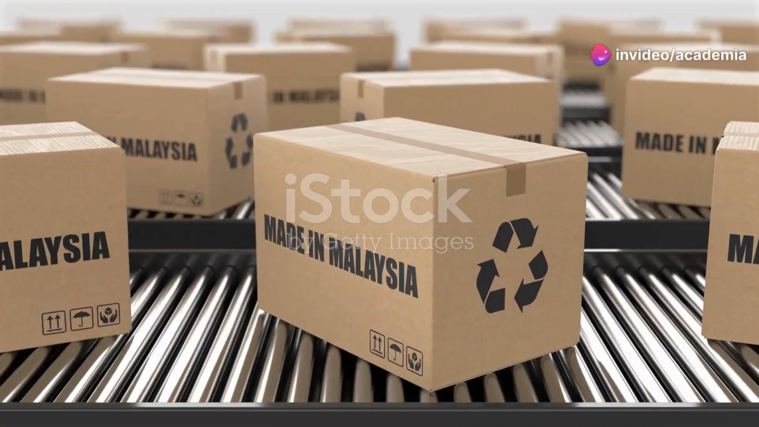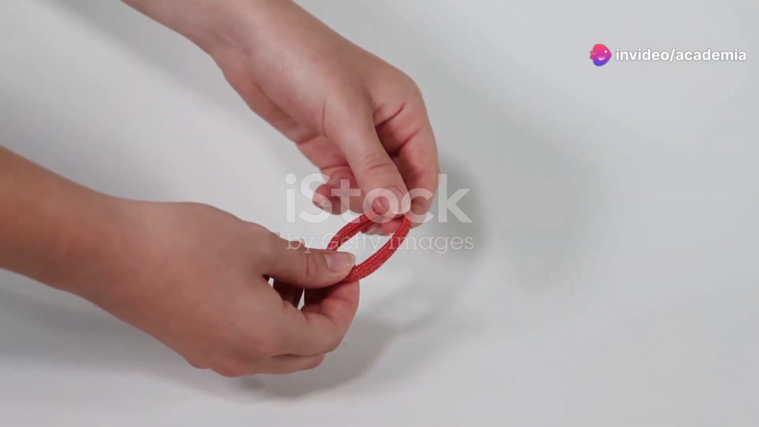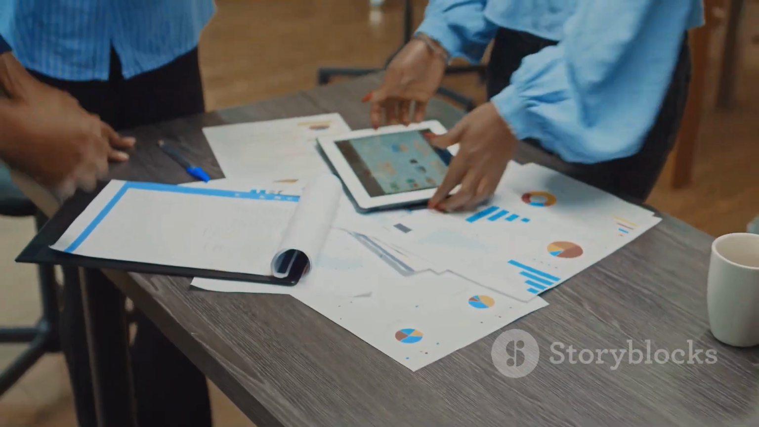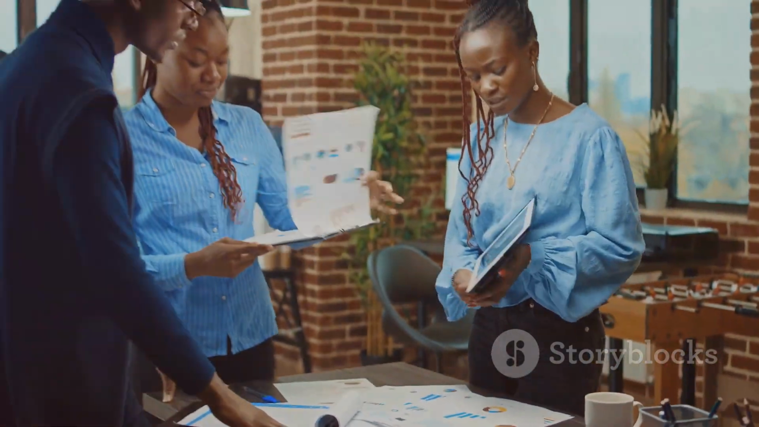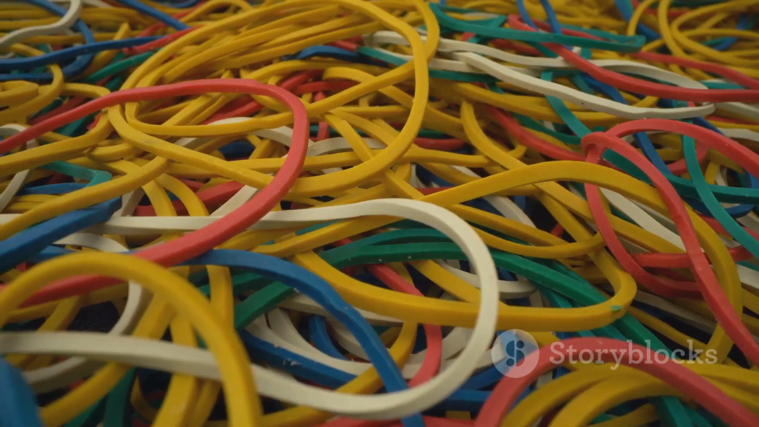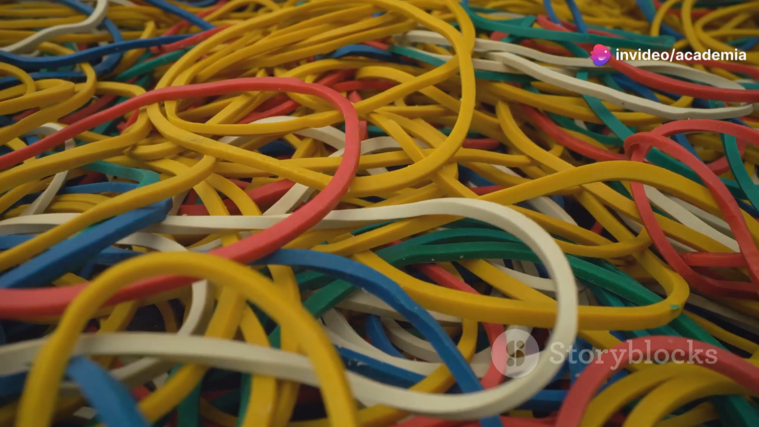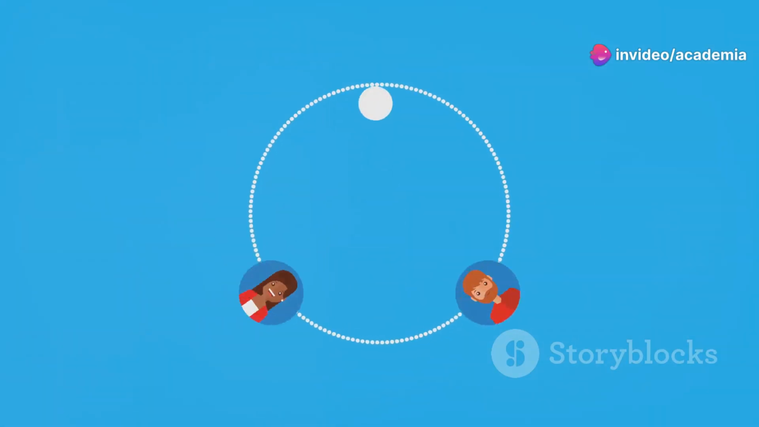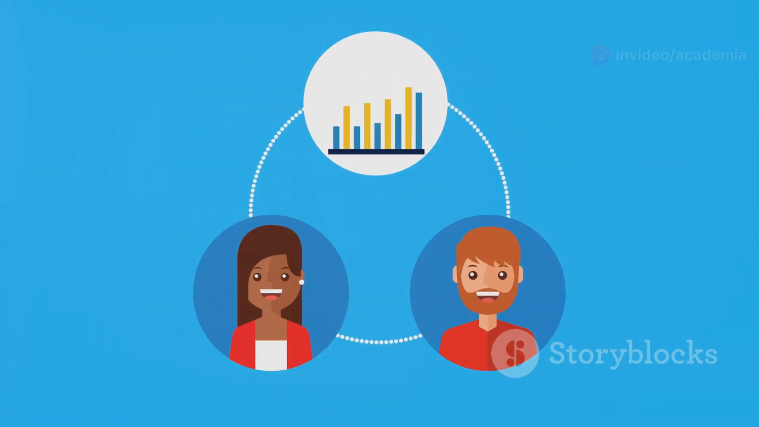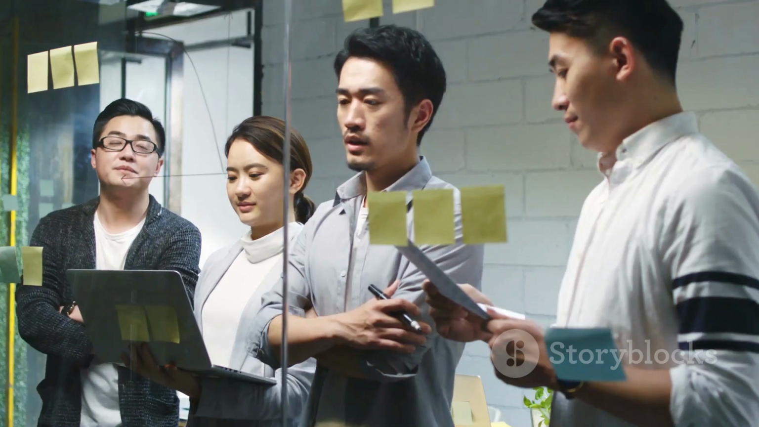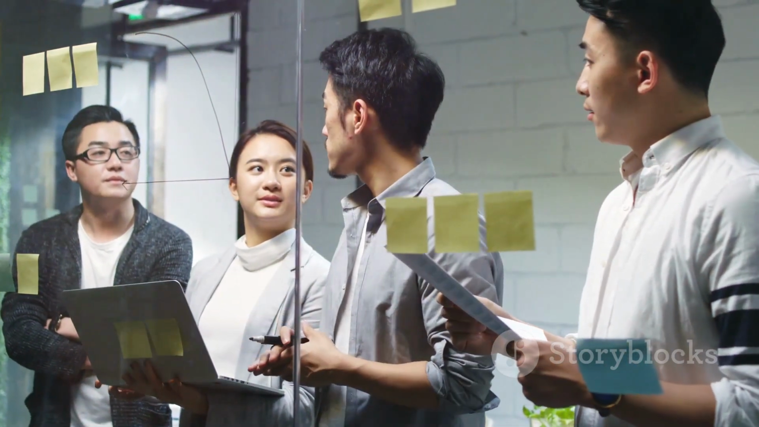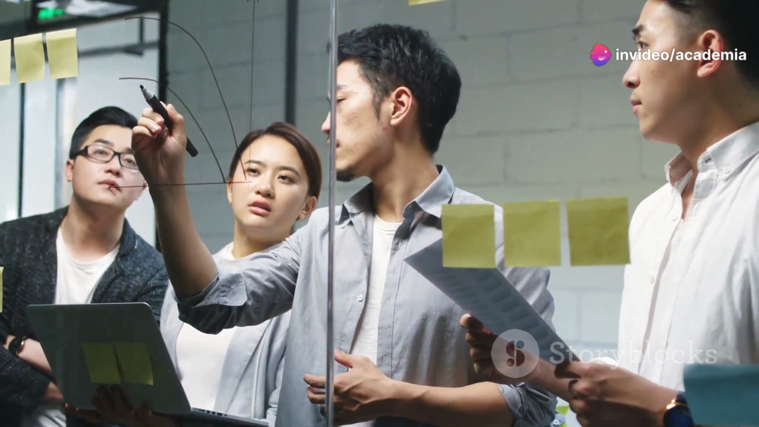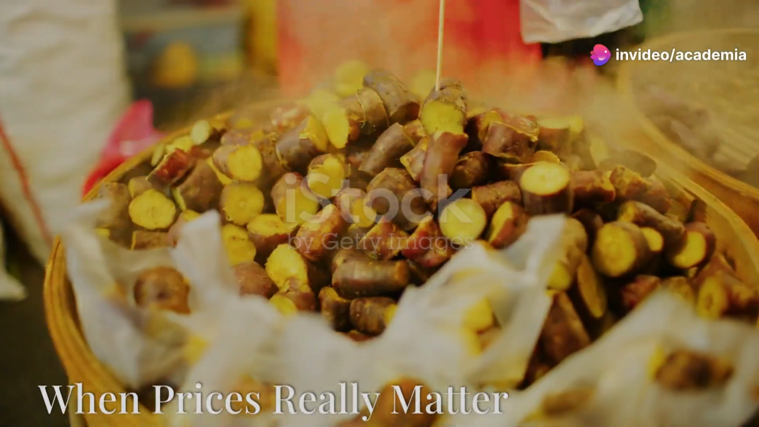Think of supply elasticity like a rubber band. If it stretches a lot when you pull it, that's elastic supply. A small change in price leads to a big change in how much producers are willing to supply. Now imagine a stiff rubber band that barely budges when you pull it. That's inelastic supply. Even if the price changes a lot, the quantity supplied doesn't change much. Why does this matter? Because understanding how elastic or inelastic the supply of a product is can help businesses make smart decisions about pricing, production, and more.